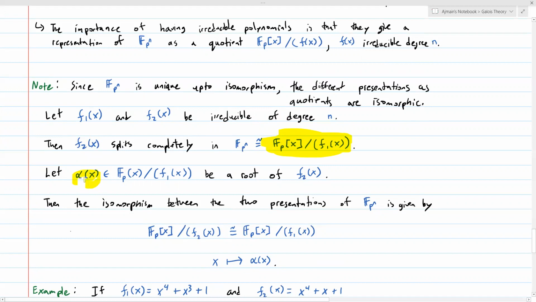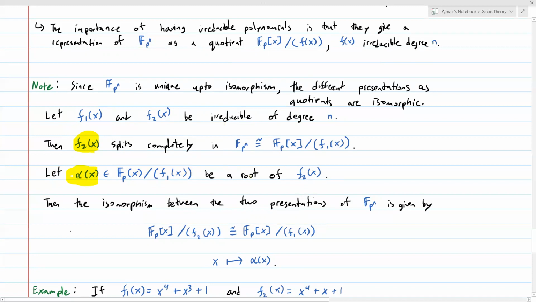So now there is some polynomial alpha of x, which represents an element of the splitting field. But now the splitting field is presented as this quotient. So elements of this quotient are polynomials. So there is some polynomial alpha of x which is a root of this polynomial. Since f sub 2 splits completely in the splitting field, there's this polynomial element of the thing that is representing the splitting field, and this is a root of f sub 2.